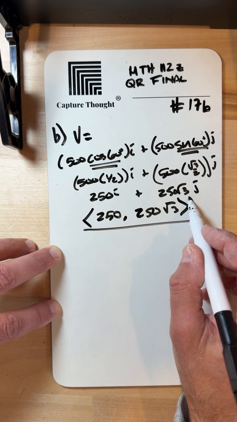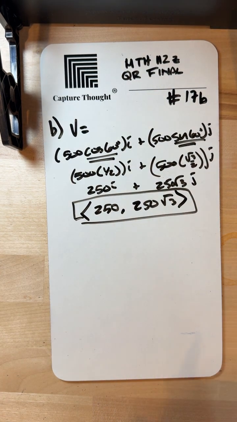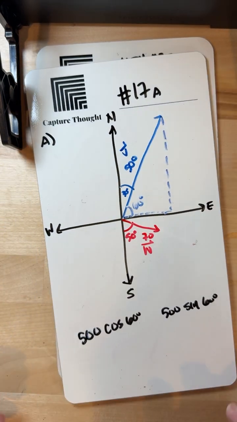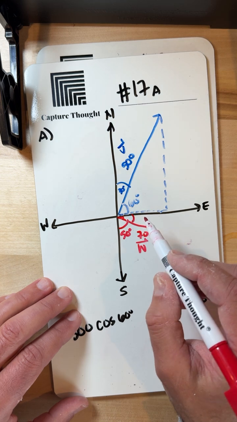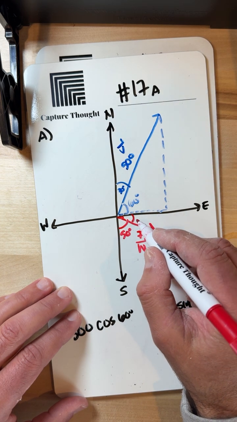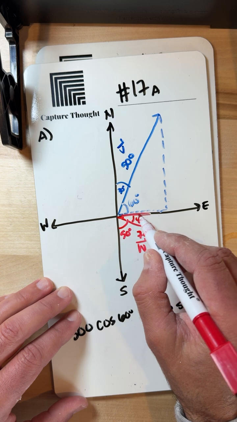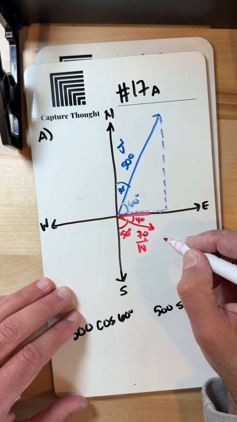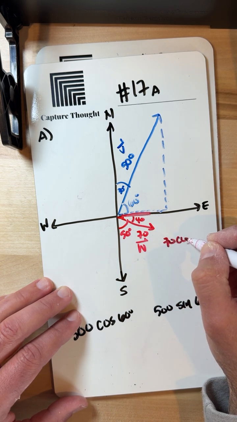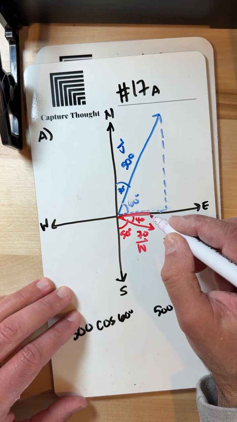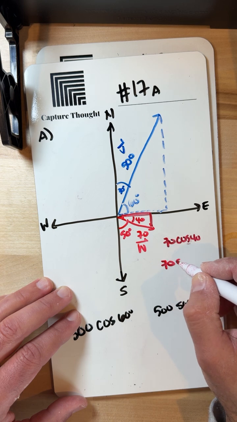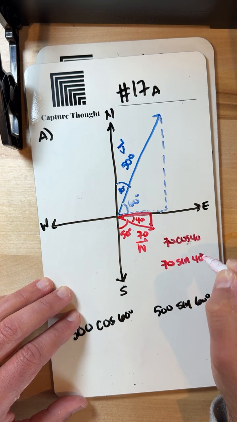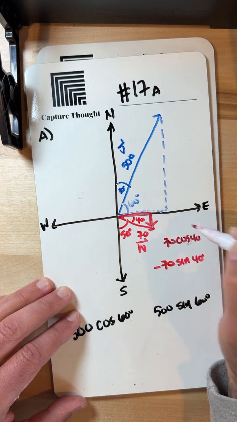So that's the one that you do for part B for the airplane. Let's take a look at the wind now. We can do the same thing. If this is 50, that means the leftover part right over here has to be 40 because it adds up to 90. So there is a component here that is going to be 70 times the cosine of 40 degrees. And then this component is going to be 70 times the sine of 40 degrees, but that's going to be negative because this component is going down.